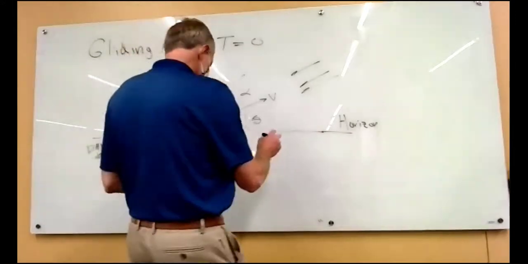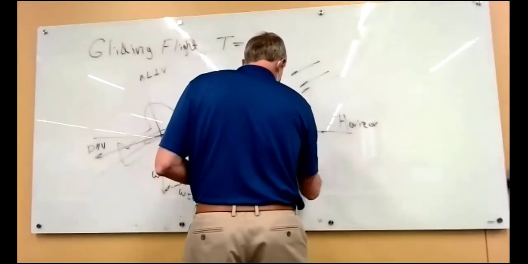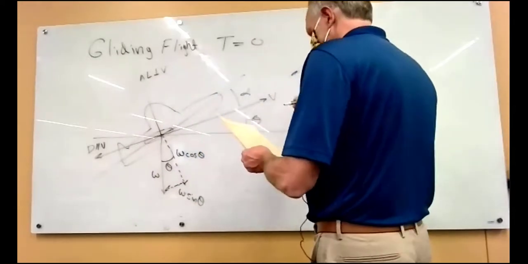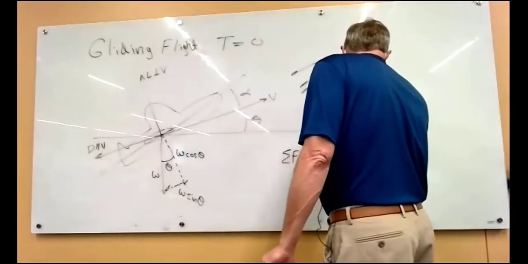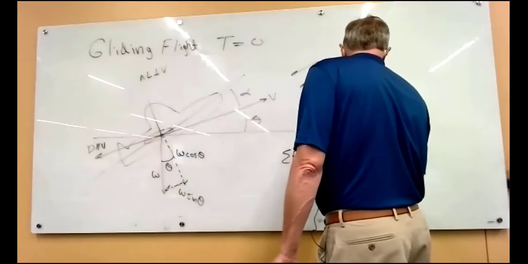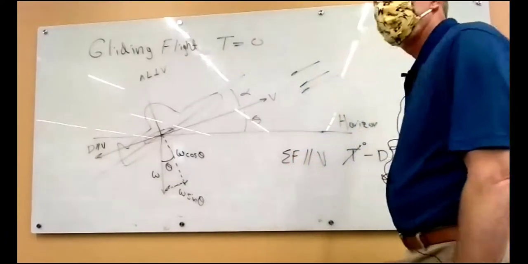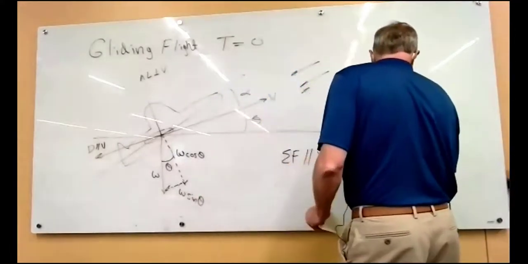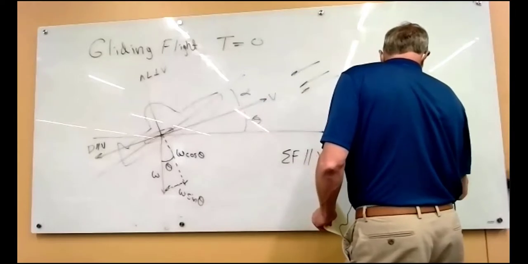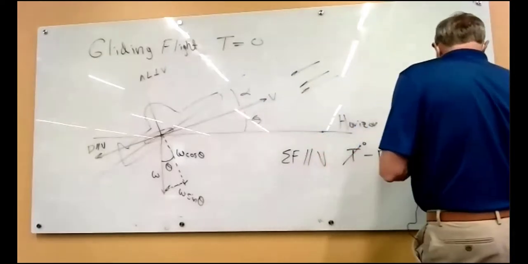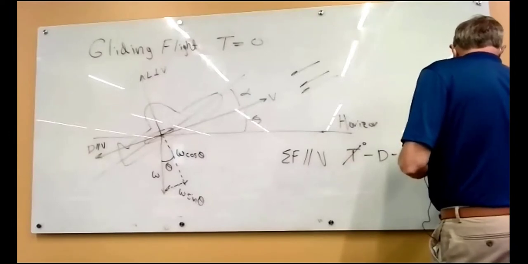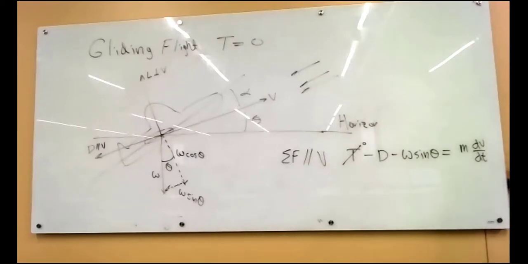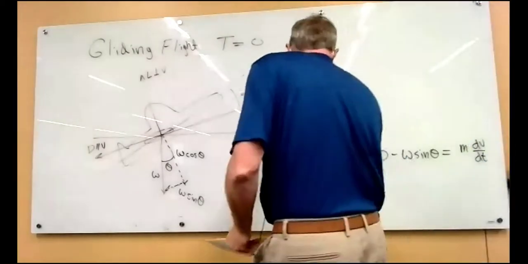So if we look at the sum of the forces parallel to the velocity, we have no thrust. So we could put that in there and say thrust is 0. Minus the drag, drag's backward. And then we have this component of the weight here. And that's equal to the mass times the acceleration. So that's the forces parallel.